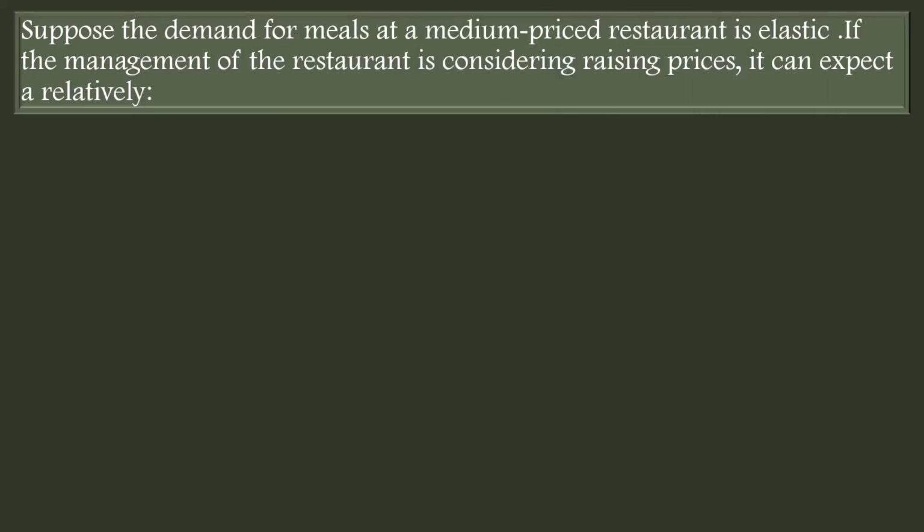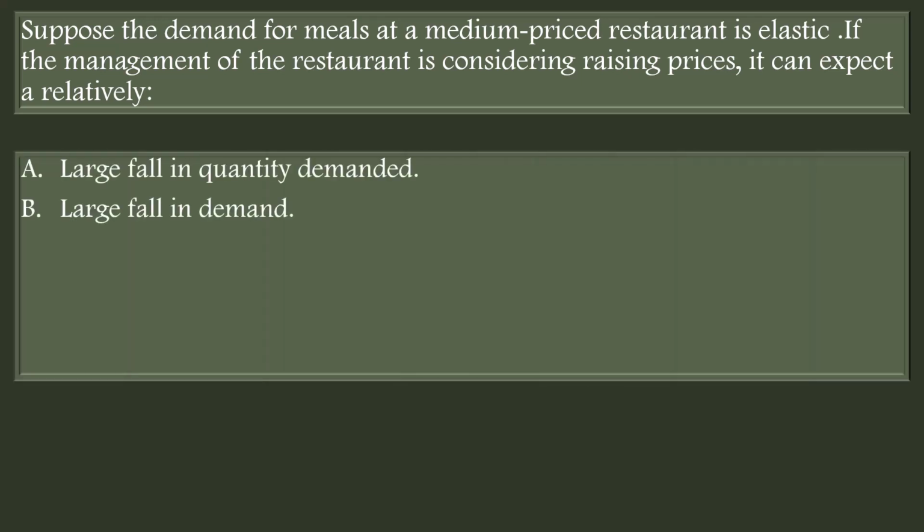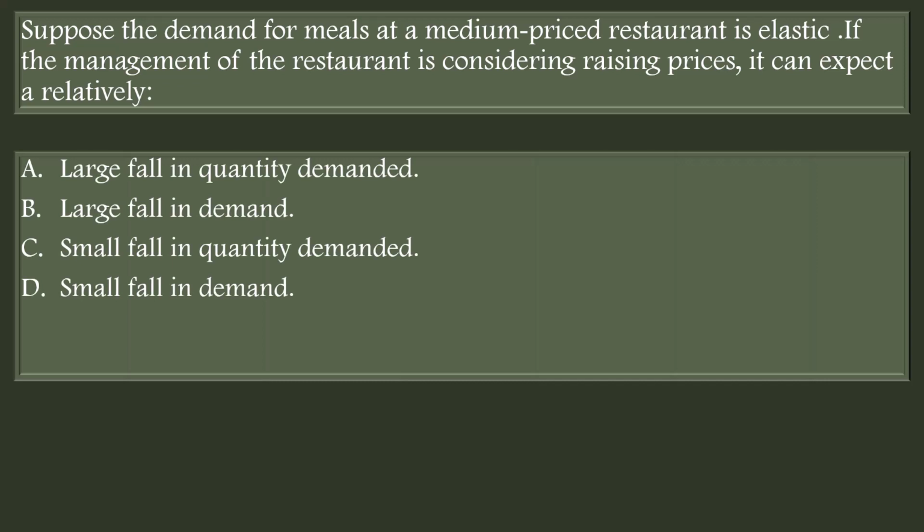Seventh question. Suppose the demand for meals at a medium priced restaurant is elastic. If the management of the restaurant is considering raising prices, it can expect a relatively, options. A. Large fall in the quantity demanded. B. Large fall in demand. C. Small fall in quantity demanded. D. Small fall in demand.